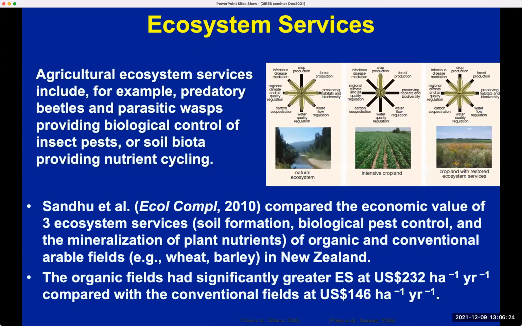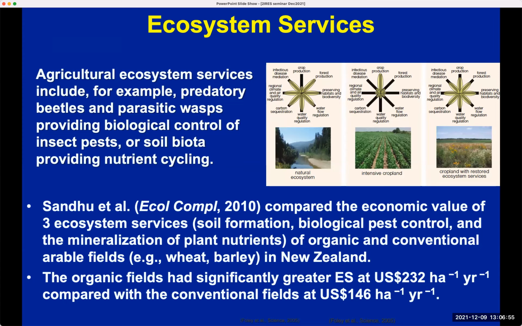There are other folks that feel, wait a minute, let's not do negative, let's do positive externalities, which are basically ecosystem services like predatory beetles and wasps that provide biological control, soil organisms providing nutrient cycling, and on and on. There are a few studies, if there's two handfuls, I'd be surprised. And I know six or seven. This was done in 2010 by Sandhu. He's done a number of these.